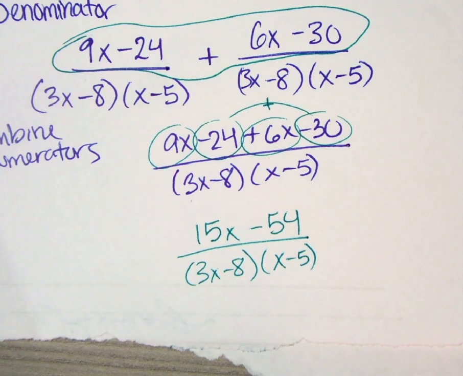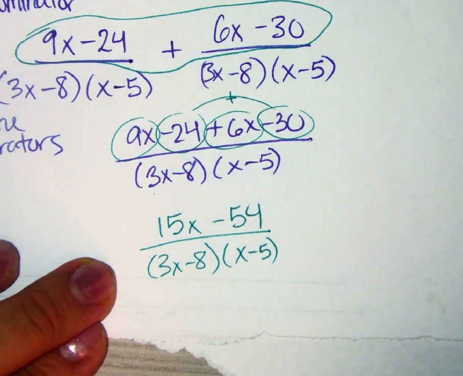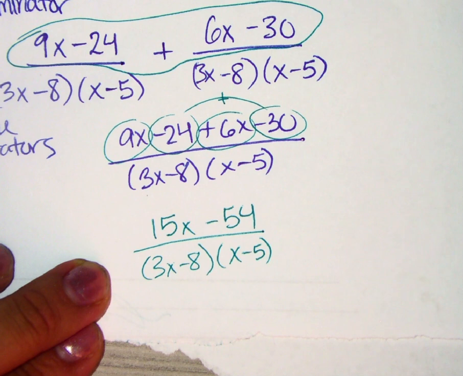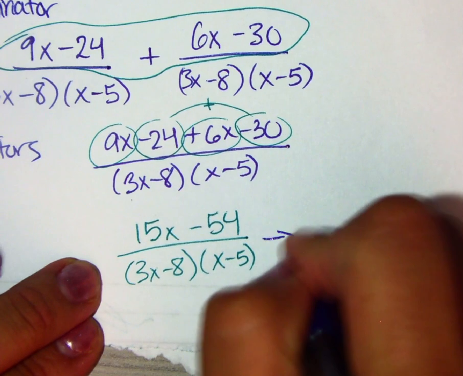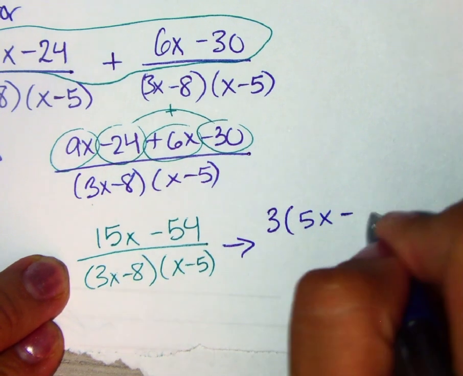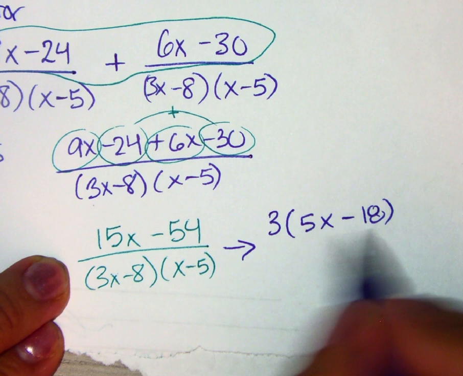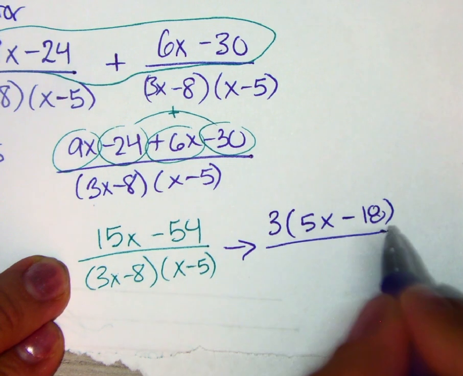So this answer, you need to check if it's simplified. The top, the numerator, can be simplified. I believe you can divide both of them by 3. So let's try that. And that will give me 5x minus 18. So 5 and 18 cannot be divided by any number, so that is the correct GCF.